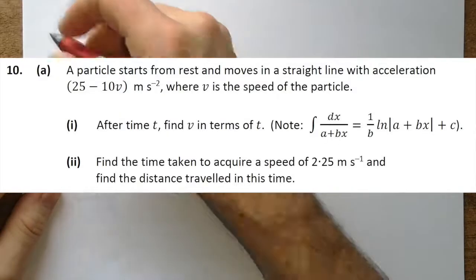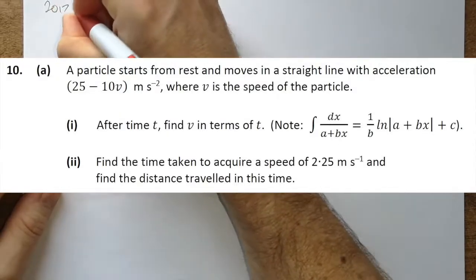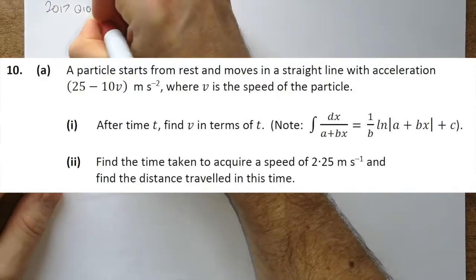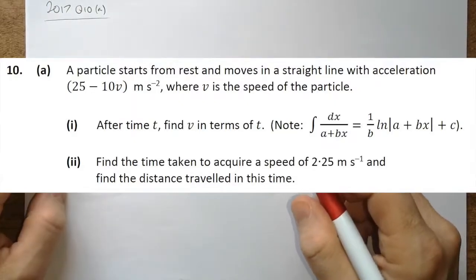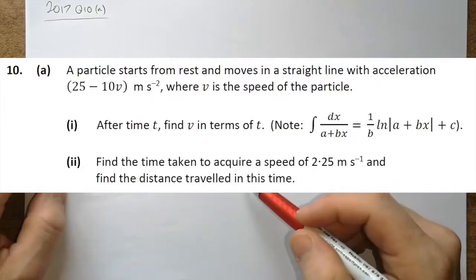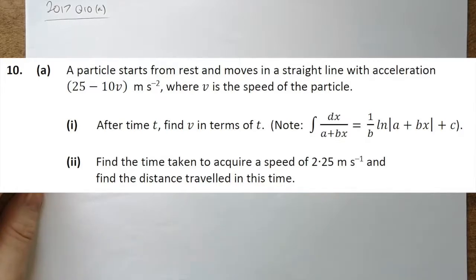Morning. Here we're going to have a look at 2017, question 10, part A. Alright, so this is a nice little bit of a motion question, part A, but there's a little bit of fiddly kind of algebra as we go through it. So, what are we given here?